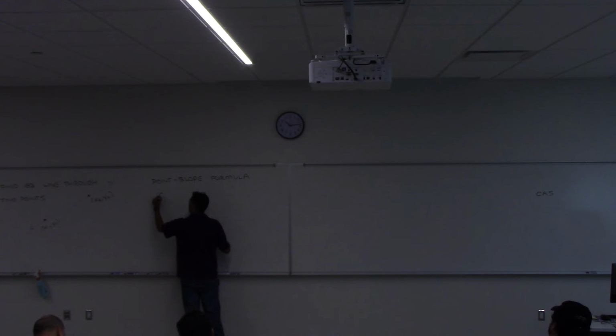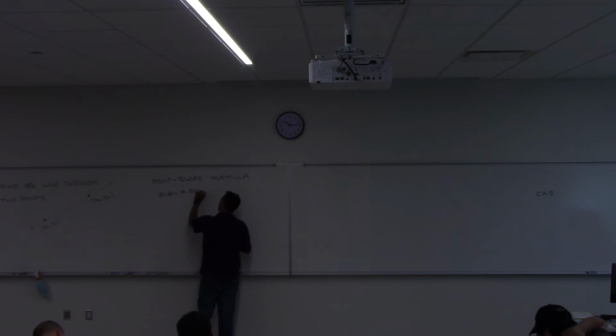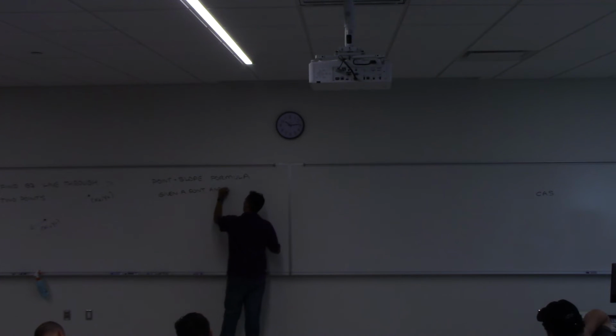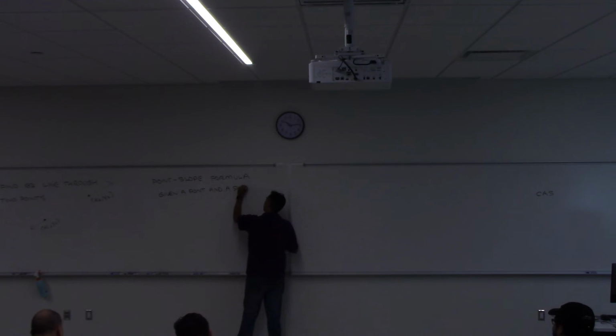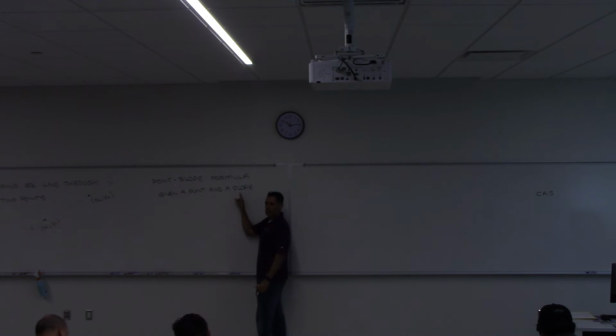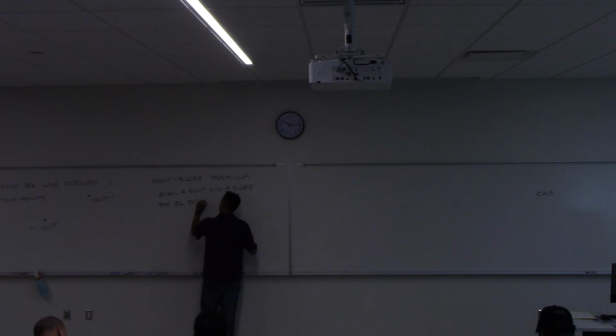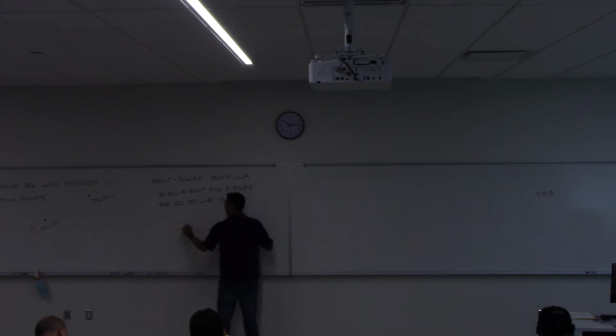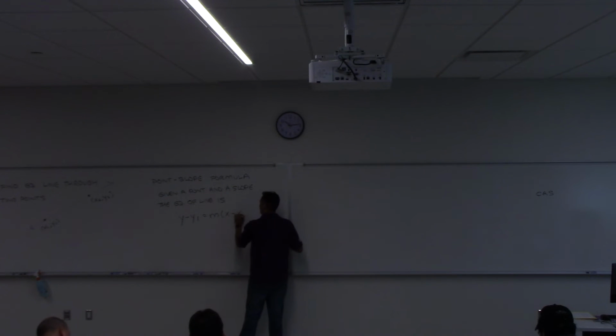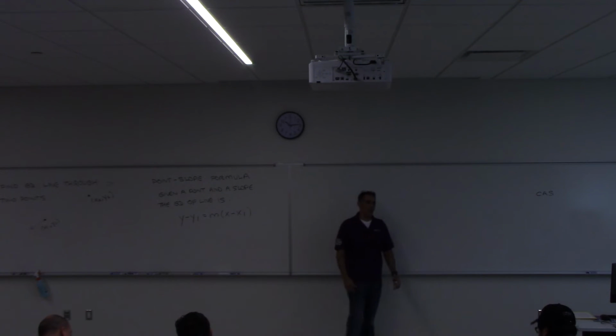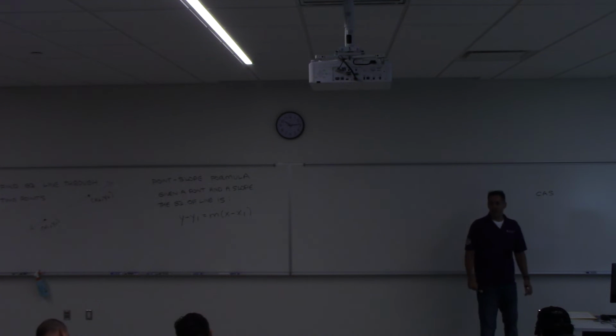The point slope formula says this. If you're given a point and a slope, which is why they call it the point slope formula, the equation of the line is y minus y1 equals m times x minus x1. That is the point slope formula for the equation of a line if you're given a point and a slope.